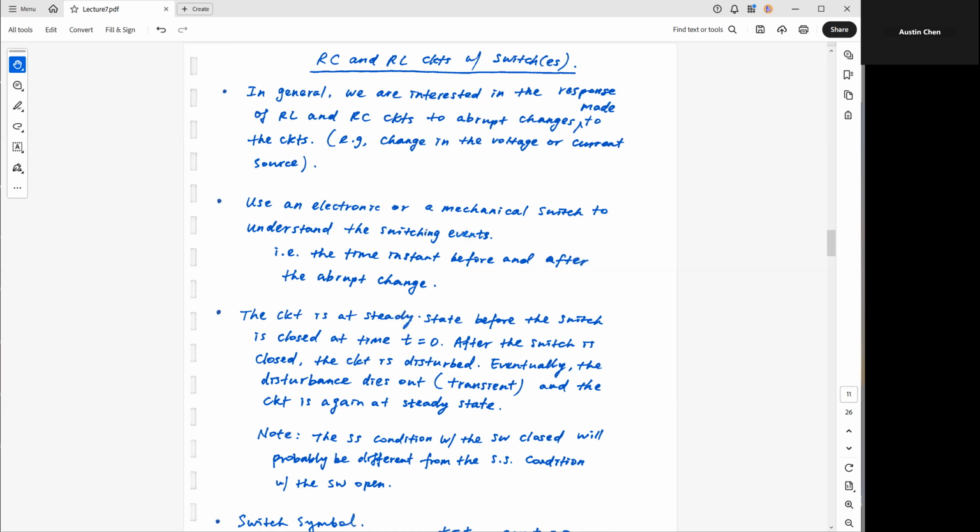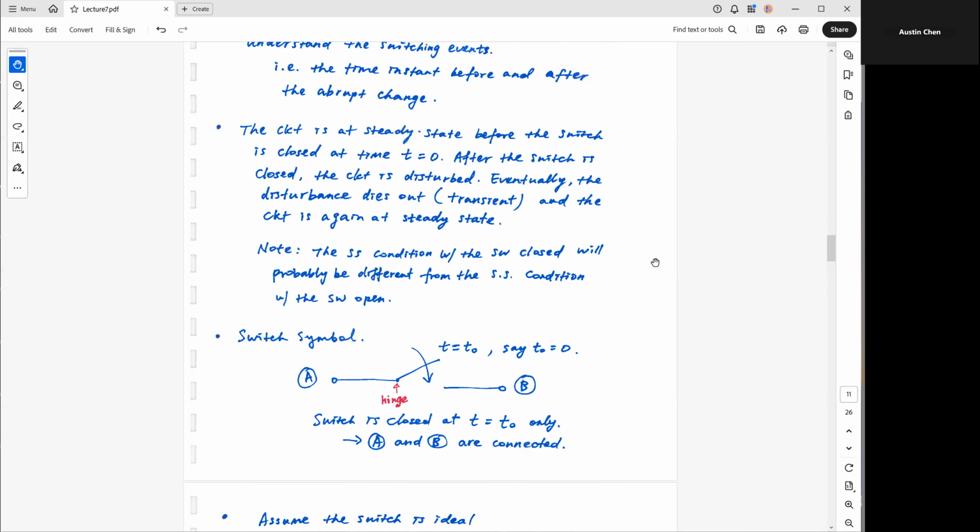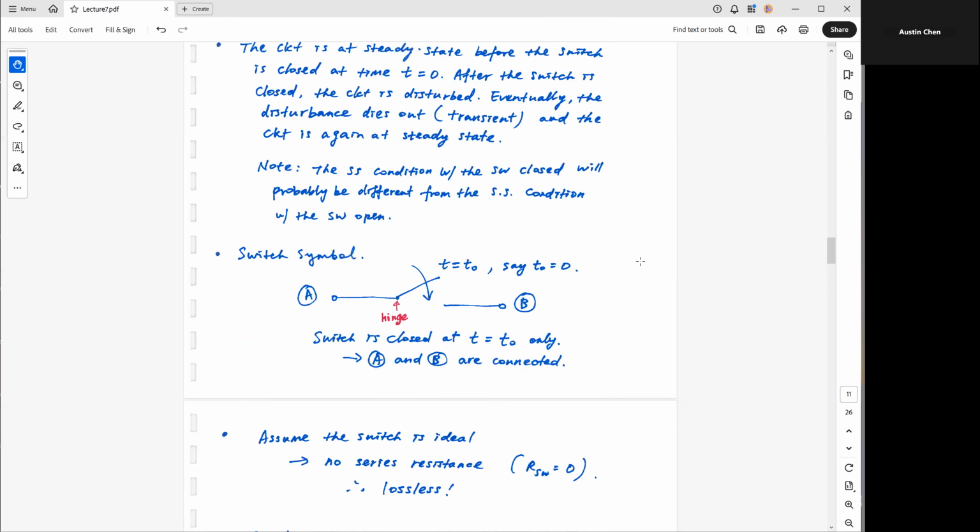And of course, once you have waited for around 5 tau, the circuit is eventually going to settle again, because it will be operating in the steady state. So that's the situation we wanted to create using a switch or switches. So let me quickly talk about how we should interpret this switch.